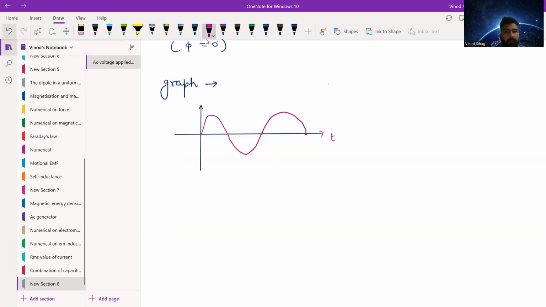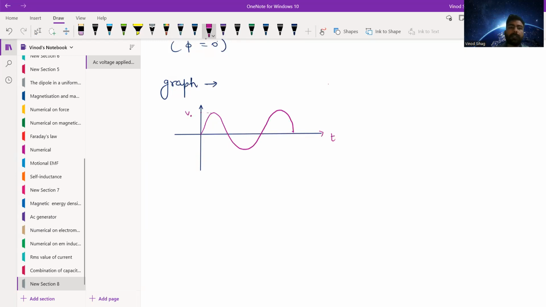Let me draw it again. The graph will look like, sorry, one second. Okay, so the graph will look like this. And the maximum voltage here is V naught.